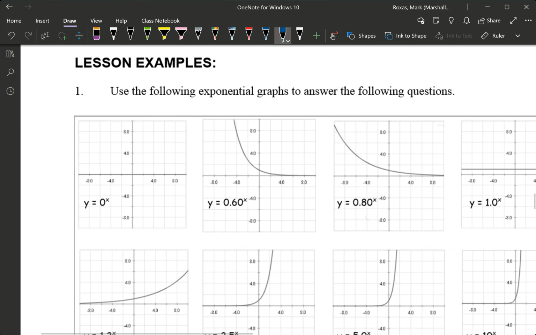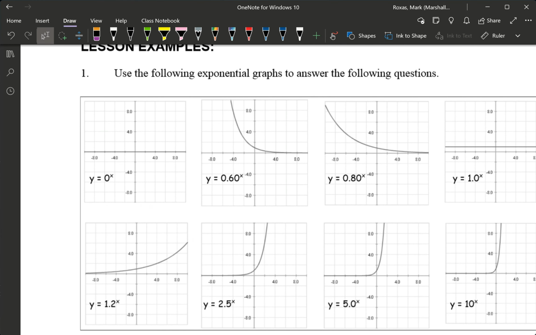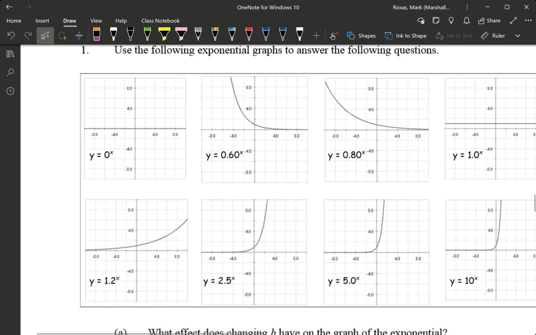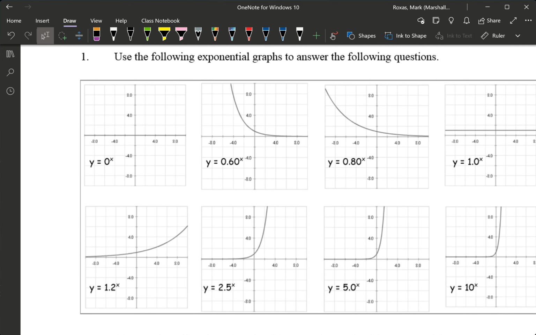So some examples to go through. Using the following exponential graphs to answer the following questions. So we can see y equals 0. There is no curve here. It's just the 0 line, the x-axis.